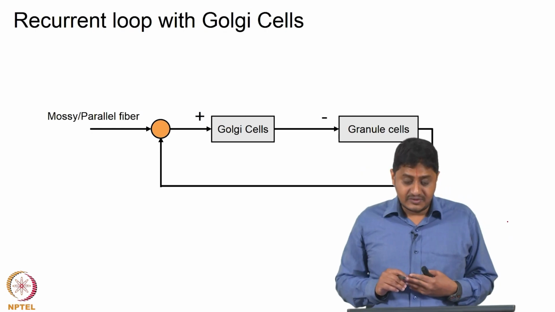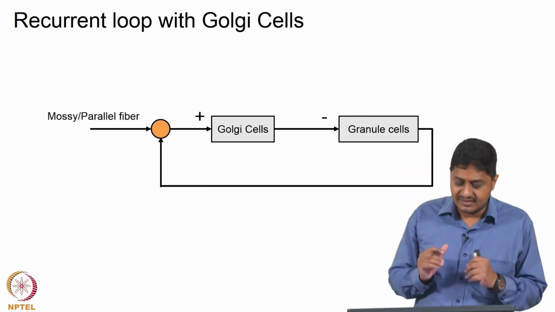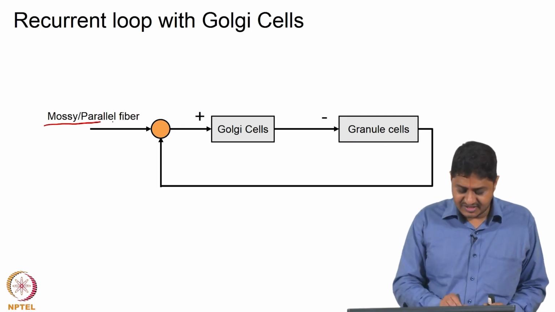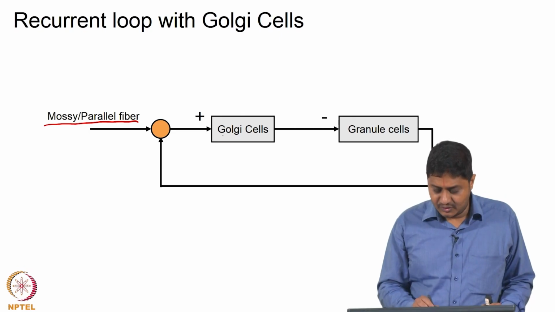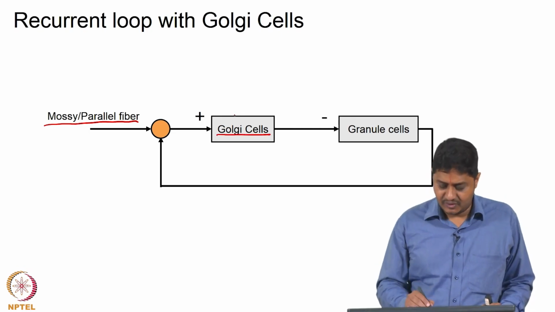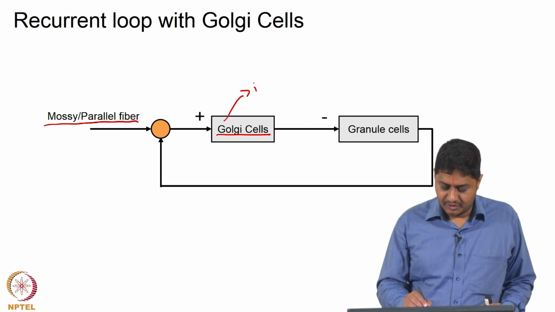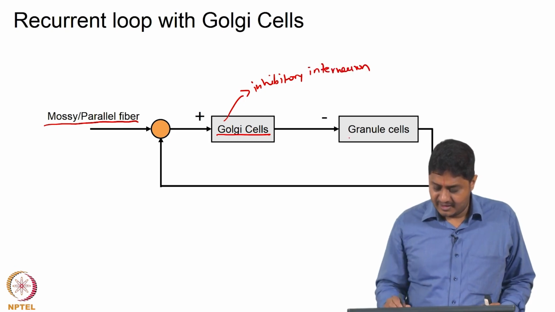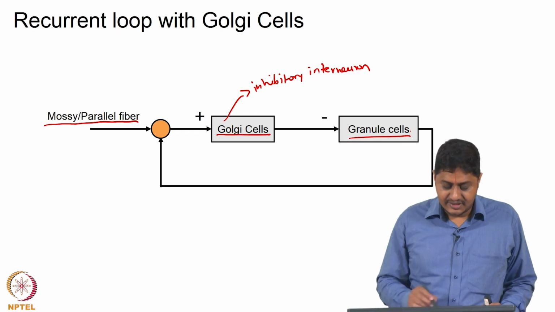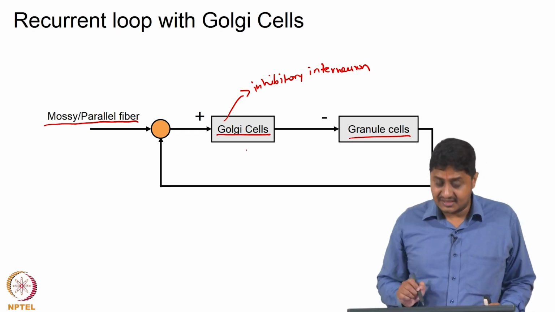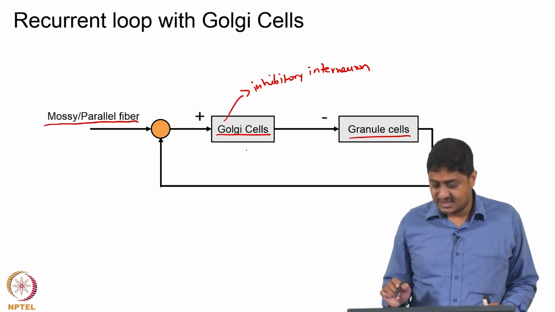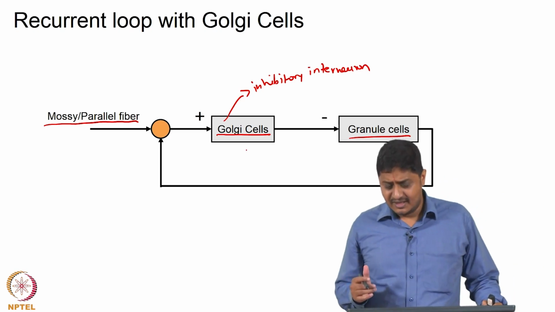Another recurrent loop involves loops that exist within the cerebellum. In this case, it turns out that the mossy parallel fiber system excites a type of inhibitory interneuron called Golgi cells. These Golgi cells in turn inhibit granule cells. Actually, it is the granule cell or the parallel fiber that excites the Golgi cells. They in turn inhibit the granule cells. Let us remind ourselves of this.